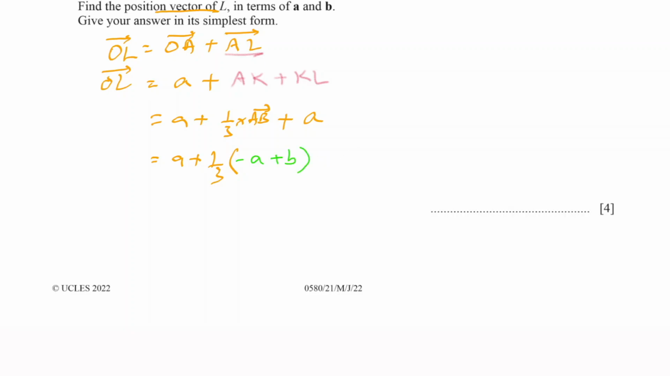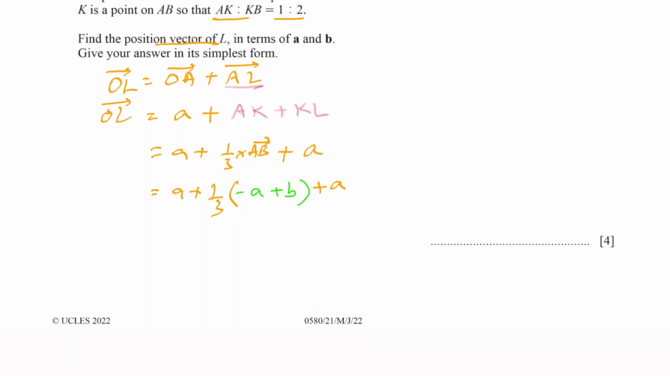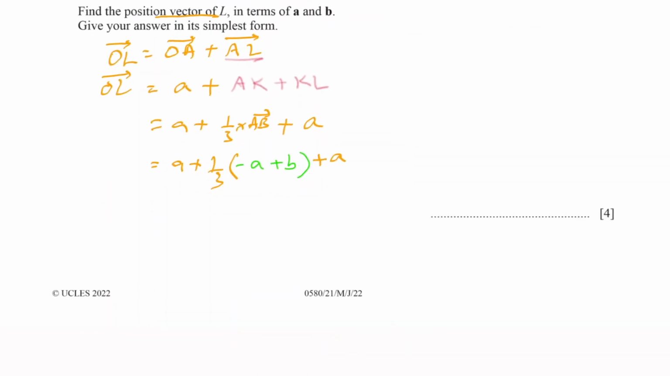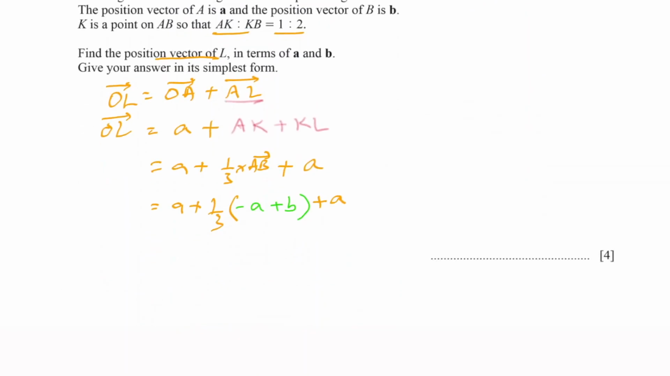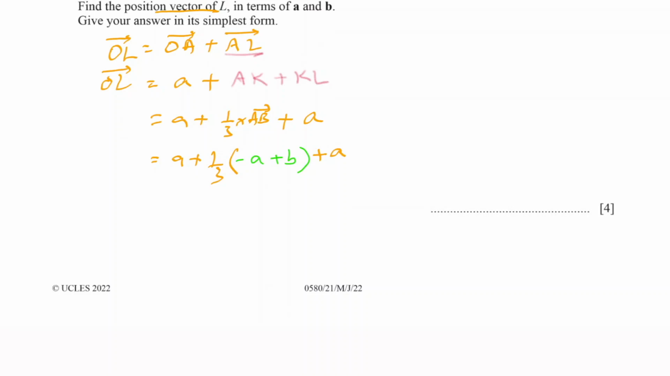I changed the color of the pen, don't worry about this. Anyway, AB is minus of a plus of b. I hope you understand through the diagram. Just go through it again so that it will be much more clear to you.